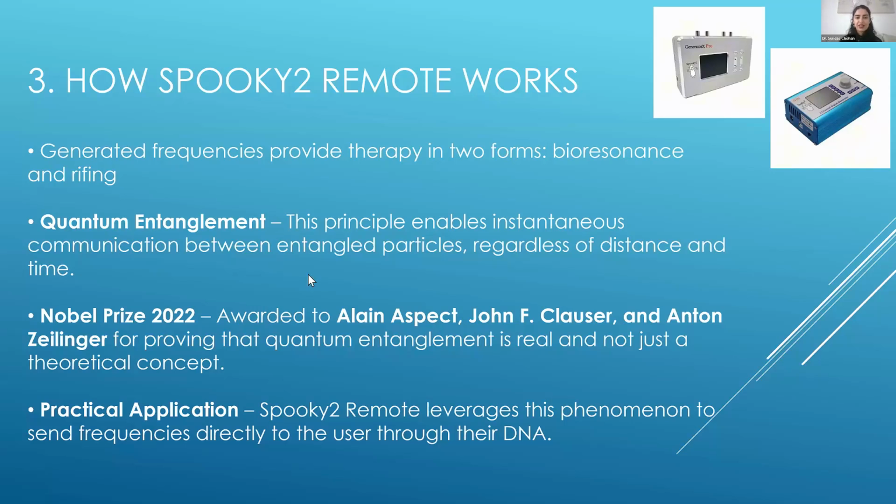So quantum entanglement, I did mention this a few times, but have I really explained what it is? I don't think so. This principle enables instantaneous communication between entangled particles regardless of distance and time. If you take two particles that are entangled and you separate them, you force them to go in opposite directions. What's surprising is that what's happening to one particle is being mirrored by what's happening to the other particle, even though they're separated by space. And this defies normal physics laws.